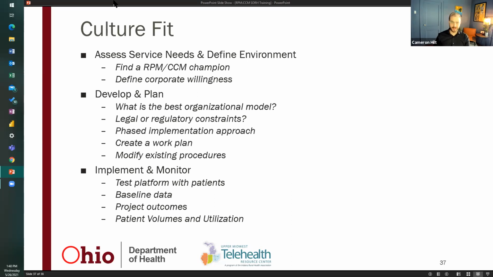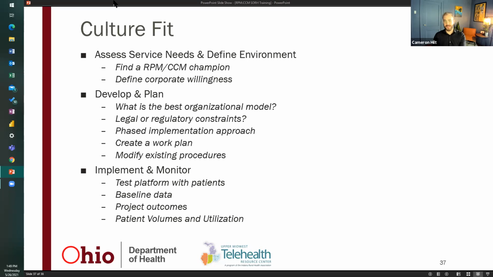Next, you want to develop a plan. So do you have an organizational model or legal or regulatory constraints that would make implementing either of these services difficult? So those are two important questions just to think through before implementing. And you also may consider creating a work plan or a workflow, identifying if there's any existing procedures that would need to be modified in order to provide the services. This will save you a lot of heartache on the back end if once you've implemented things, you didn't have a clear work plan or workflow and procedures currently weren't built to work with these types of services.